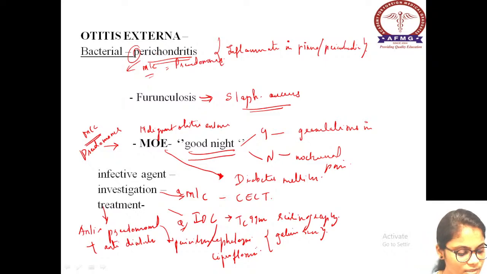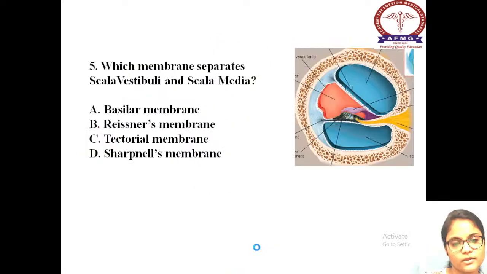If we see the next question: which membrane separates scala vestibuli and scala media? Which is the membrane that is separating scala vestibuli and scala media? The options are A. basilar membrane, B. Reissner's membrane, C. tectorial membrane, and D. Sharpey's membrane. This is a direct question, and I hope there is no difficulty for you to answer it.